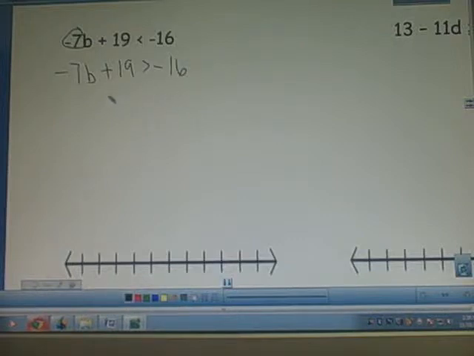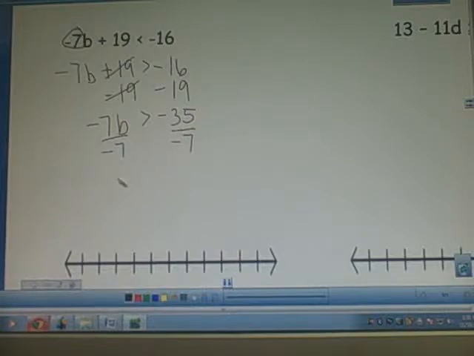And now in order to solve, I do the inverse of addition, which is subtraction. My 19s cancel. I still have negative 7b is greater than negative 16 minus 19, which is negative 35. And then my second step would be to divide. So b is greater than negative 35 divided by negative 7, which is positive 5.